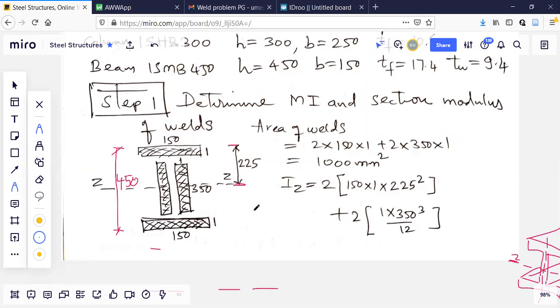So how do you find the moment of inertia of these four rectangles? For these two rectangles, this one and the bottom one, we simply find out the AH square part. We do not find the moment of inertia IG, which is the moment of inertia about its own centroidal axis. About this line we call it IG, which is bd cube by 12, 150 into 1 cube by 12. So that is ignored.